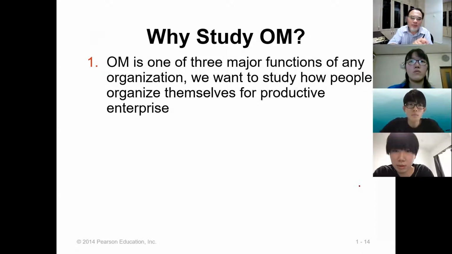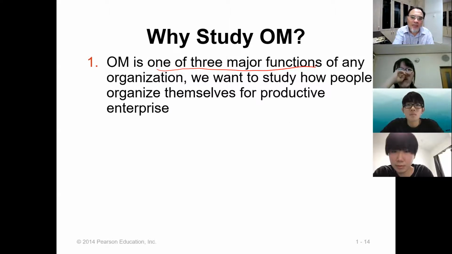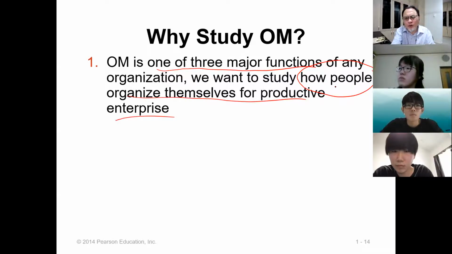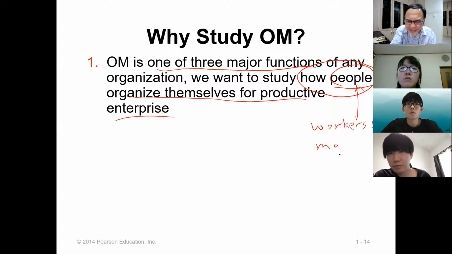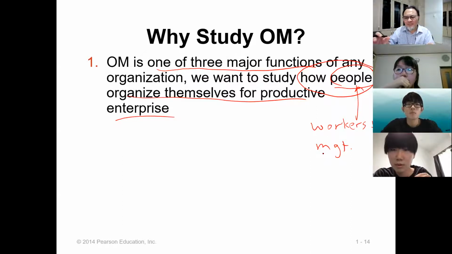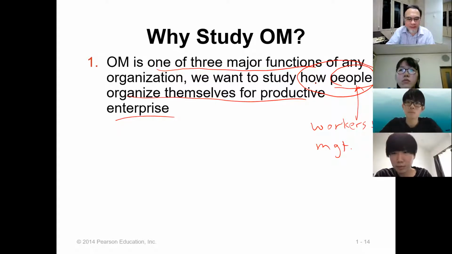Because it is one of the three major functions of any organization. And because all our companies are made up of people, how people organize themselves for productive enterprise. We always think people are only workers, sometimes I also make that mistake, but that is wrong. Workers plus management do the job. Managers are also people. If managers don't design the system and procedures, the workers will not do the job properly. So that's why we state here how people organize themselves for productive enterprise.